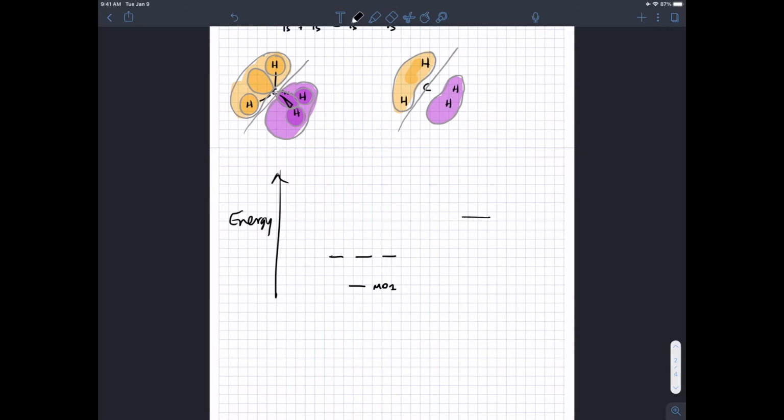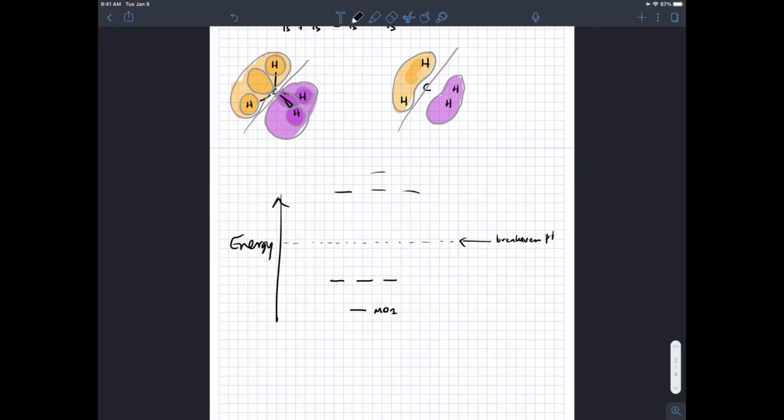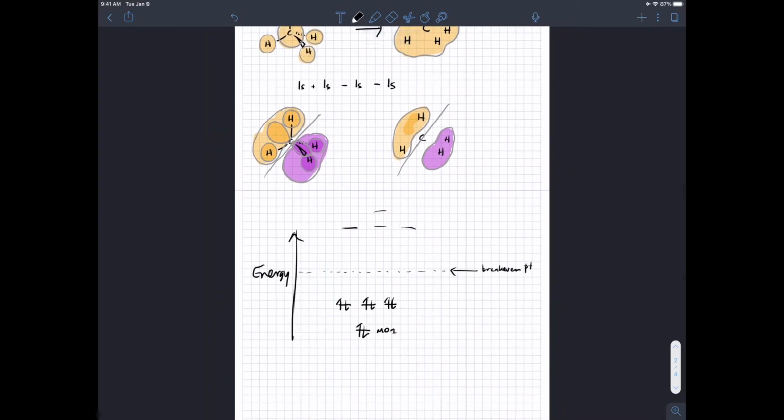And then maybe this is our break-even point where the non-bonding atomic orbitals tend to be. And then up here, there would be 4 antibonding orbitals, 3 the same energy and 1 different. We have 8 valence electrons, so the 4 bonding orbitals are filled and the antibonding orbitals are not filled. So that's the difference between MO theory and valence bond theory for methane.